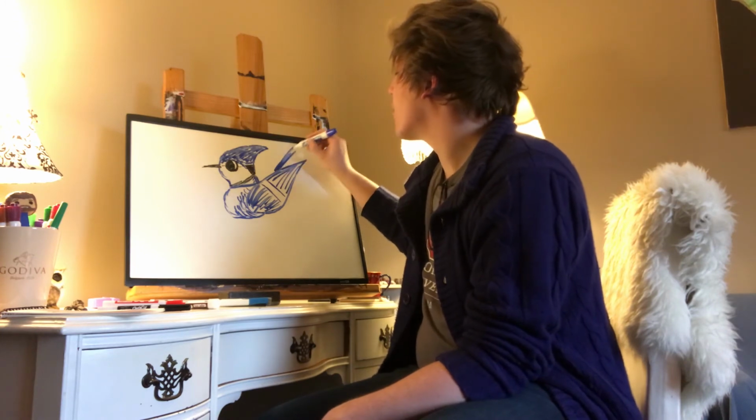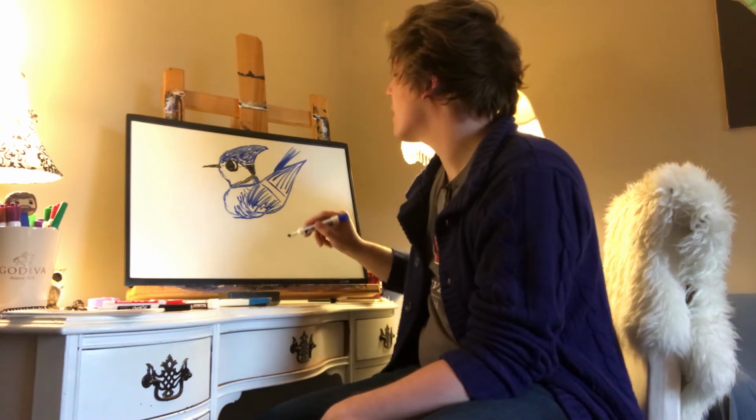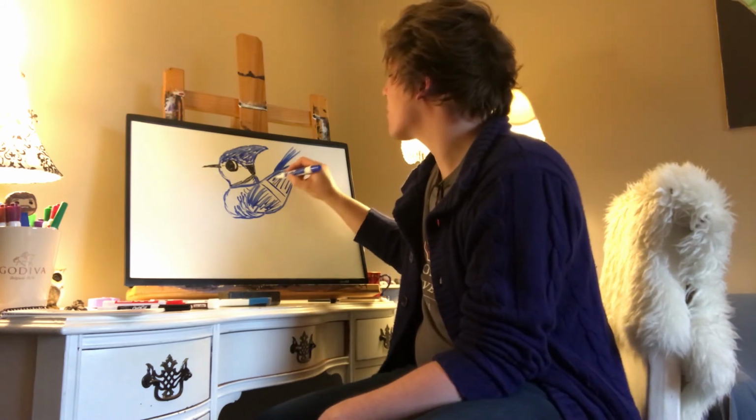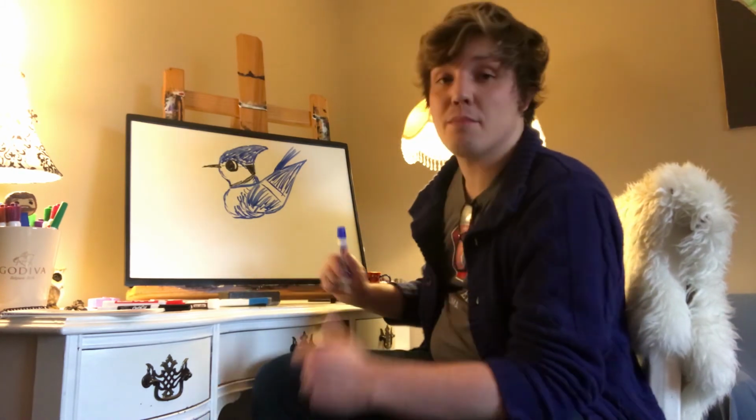Now I'm working on the tail feathers, and I'm just doing a few quick lines going up at an angle right behind the wing there. Gives it a little bit of a different perspective, shows us what's behind the wing. And then I want to put in my legs.